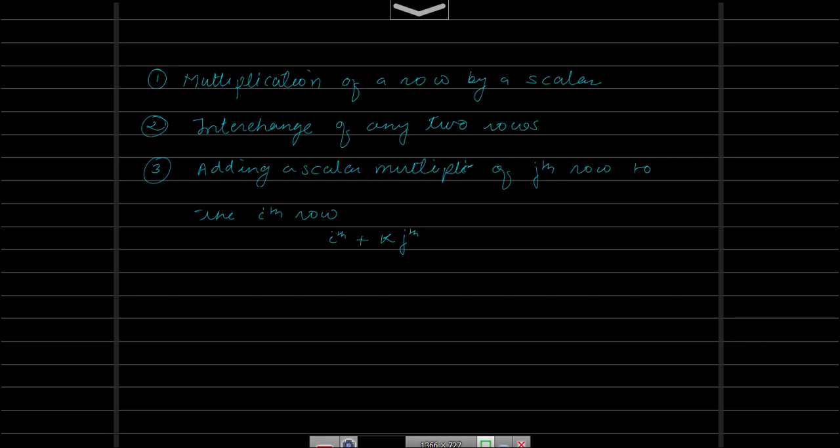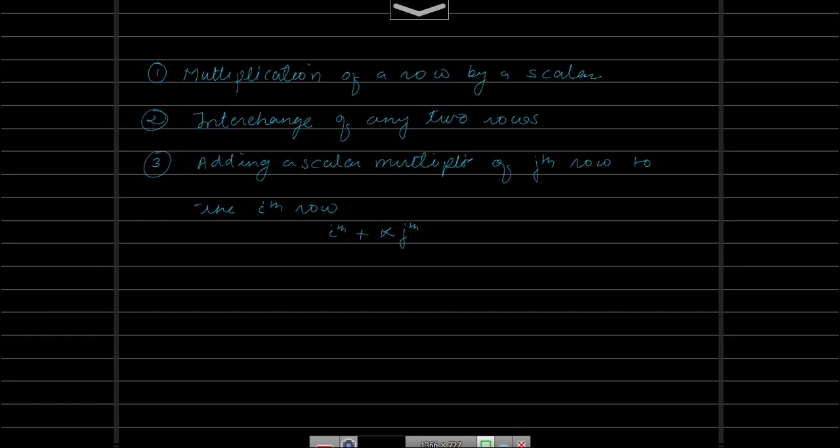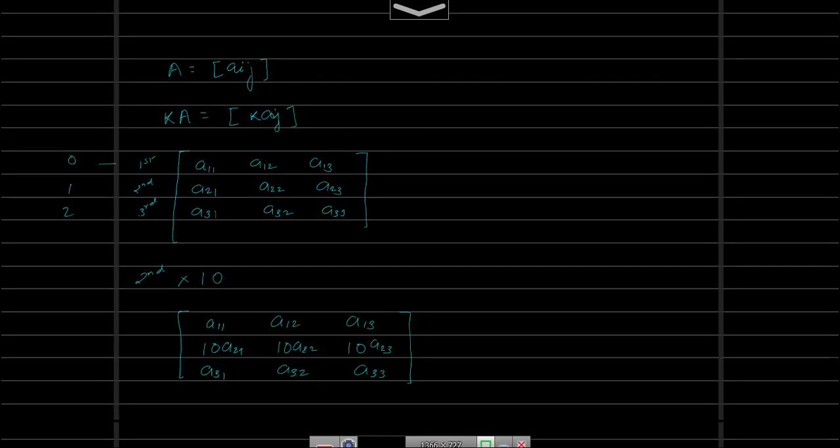Okay. Now, as we know, how we multiply a scalar to a matrix. Suppose A is a square matrix or any other matrix. If A is defined to be Aij, then we know that K times A is defined to be a matrix whose elements are K into Aij. That means you are multiplying all the elements of that matrix by that scalar K.